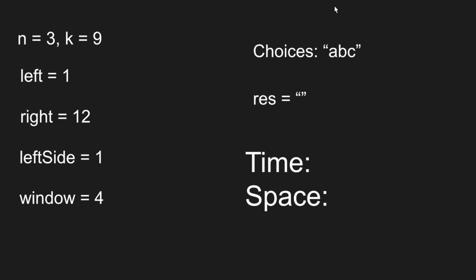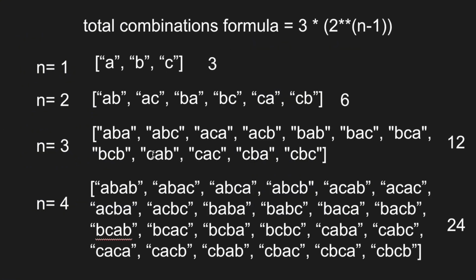So now we can try to add the first letter, and we notice that k is equal to 9, so it will be in the third window.